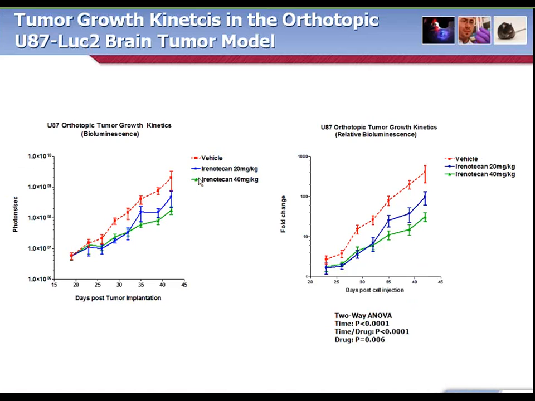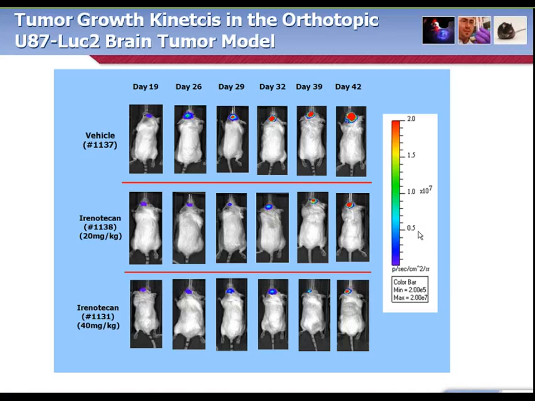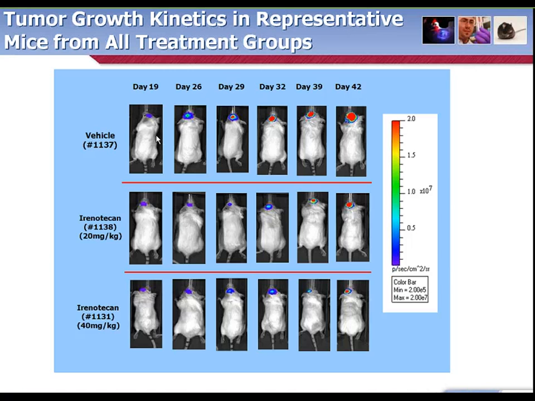Last example is brain, U87 luciferase model. We used irinotecan, 20 mg per kg or 40 mg per kg. We do get a significant reduction in light coming out, photons per second, at the 40 mg per kg.